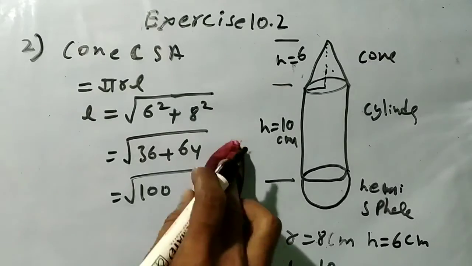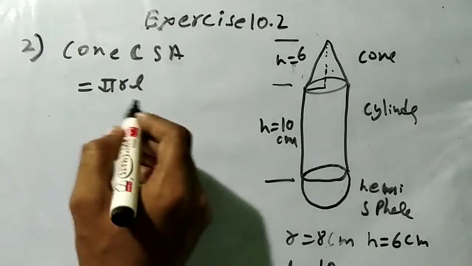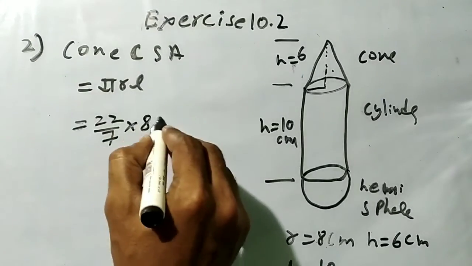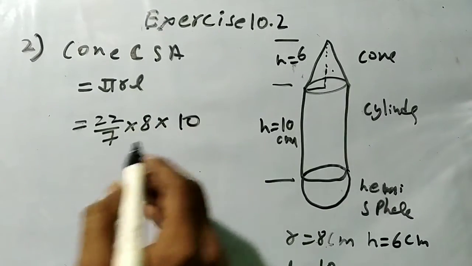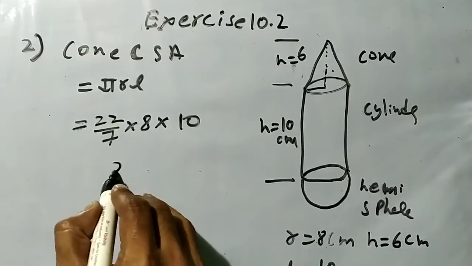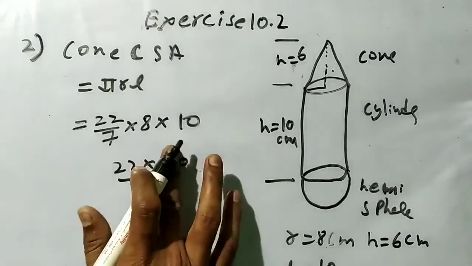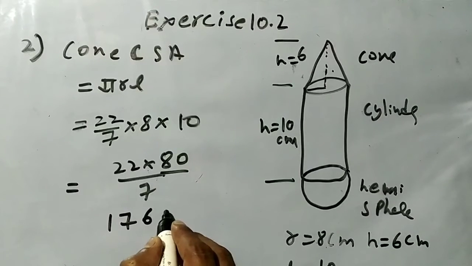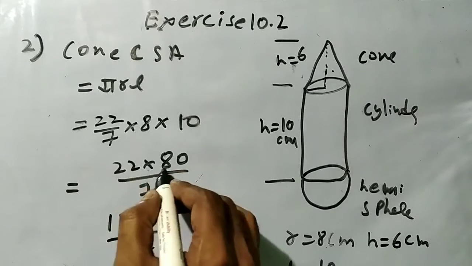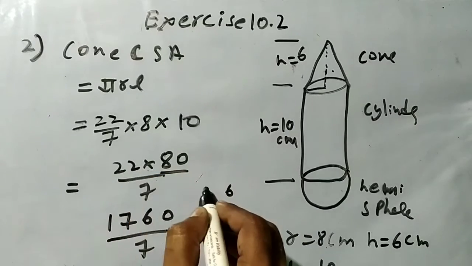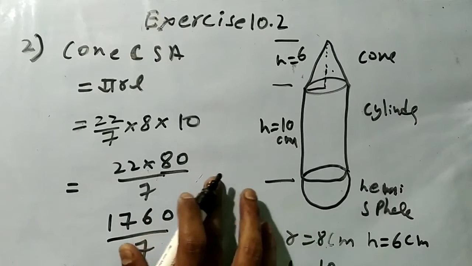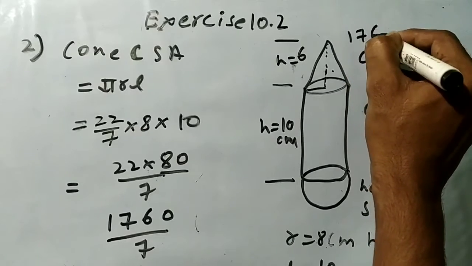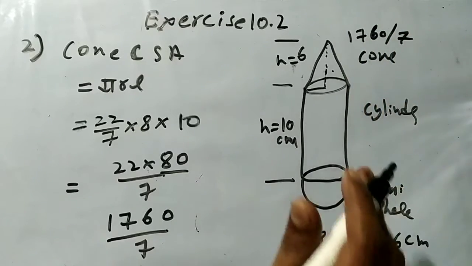So we have to find the curved surface area: 22 by 7 into R equal to 8 and L equal to 10. So 22 into 80 by 7, and here we got 1760 by 7. I will write here 1760 by 7. This is the cone CSA.